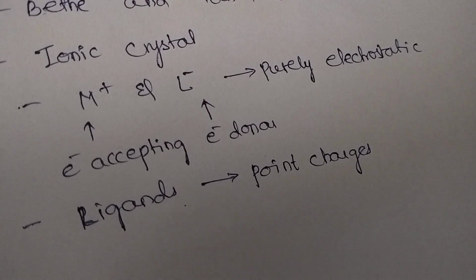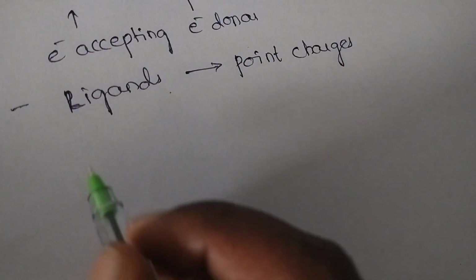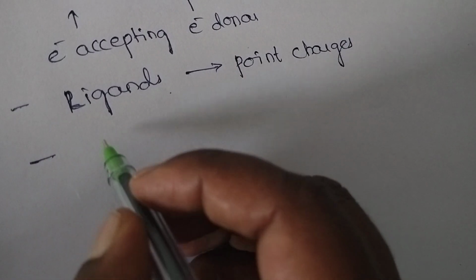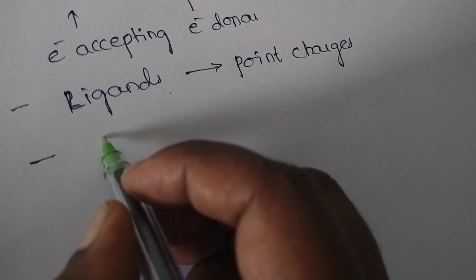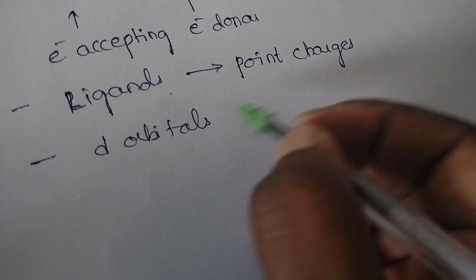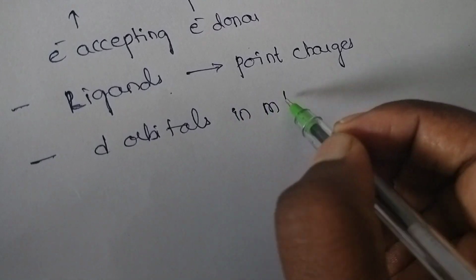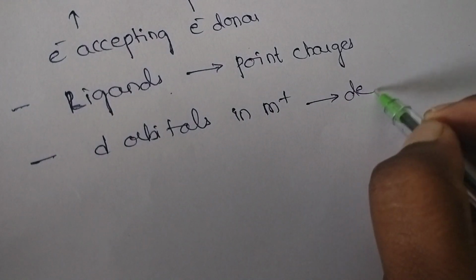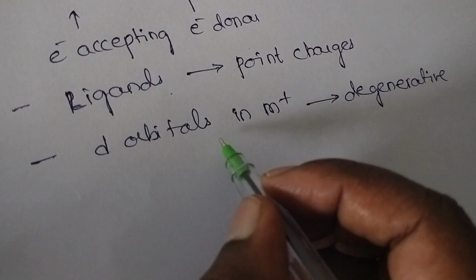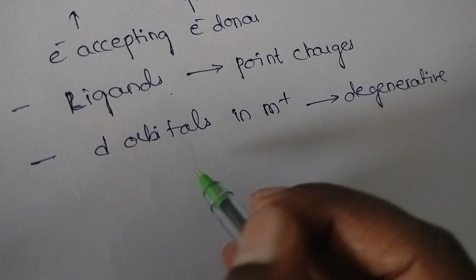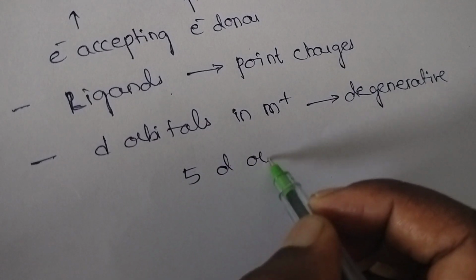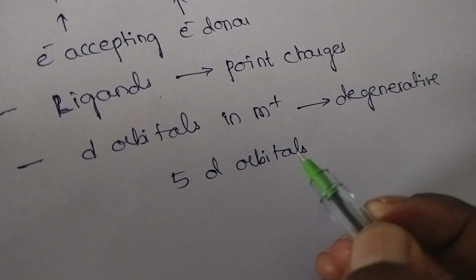According to crystal field theory, the d orbitals in the metal ion all have the same energy. The d orbitals in the metal ion are degenerate. What is degenerate? Here, the metal ions are composed of 5 d orbitals. What are those 5 d orbitals?